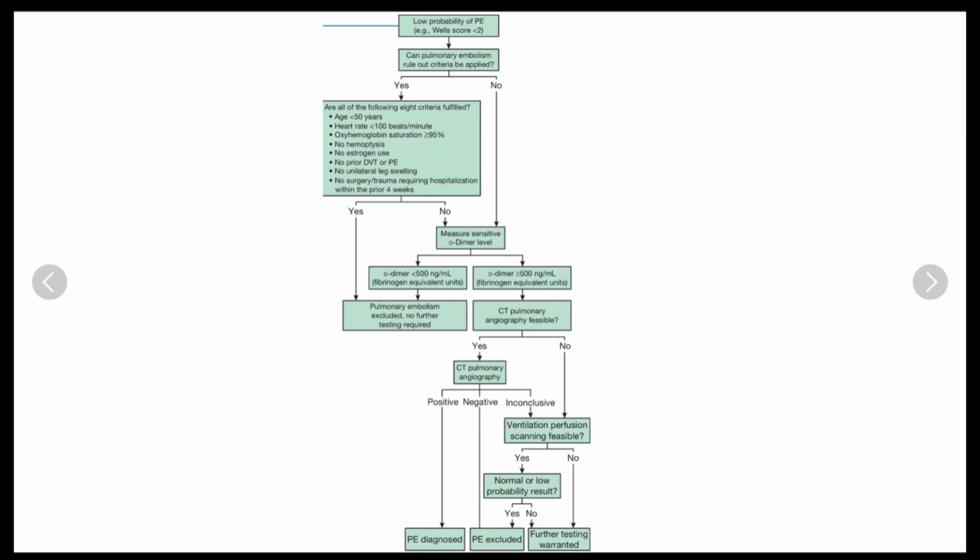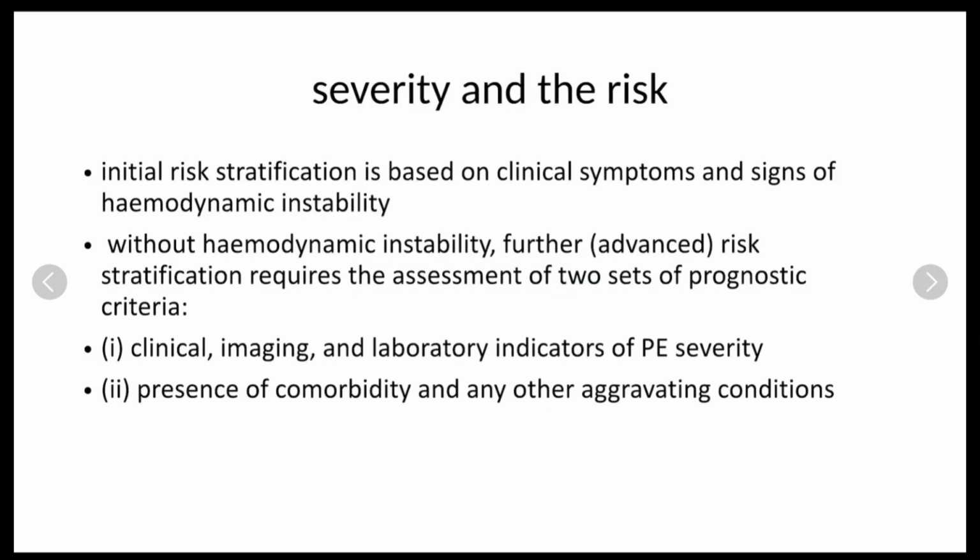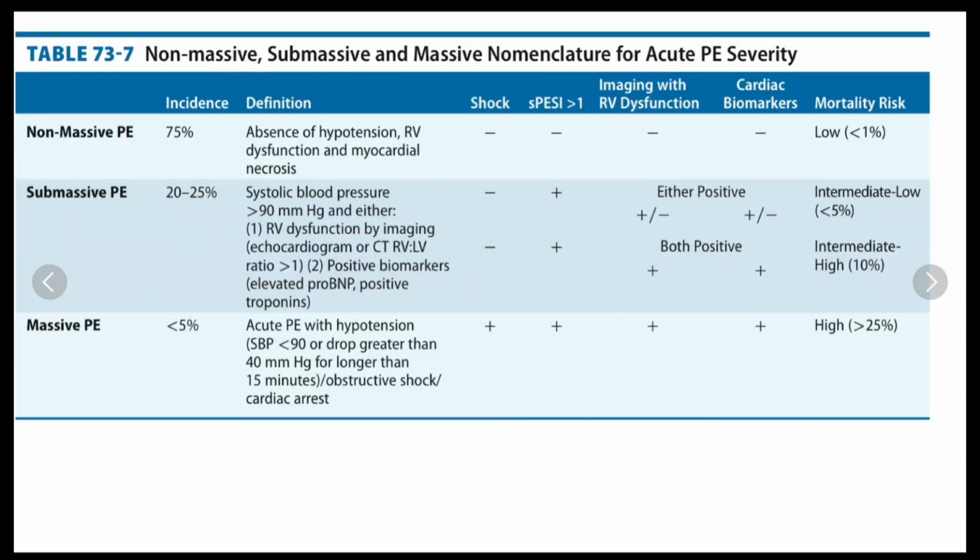Very, very important. So these three flowcharts were there, according to Wells score, D-dimer, CTPA, and VP scan. Now we will go for severity and the risk of pulmonary embolism. Initial risk stratification is based on clinical symptoms and signs of hemodynamic instability. Without hemodynamic instability, further risk stratification requires assessment of two sets of prognostic criteria. First is clinical factors: we will see imaging and laboratory indicators of pulmonary embolism. Second is the presence of comorbidity or any other aggravating condition.